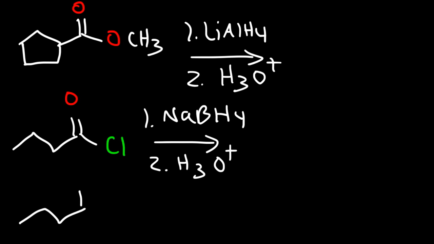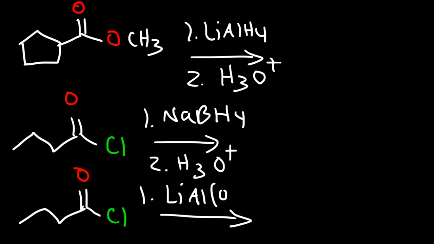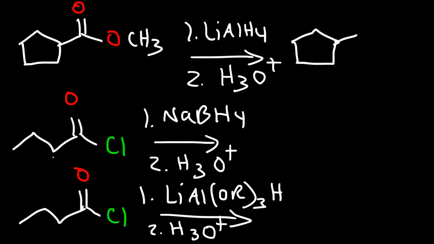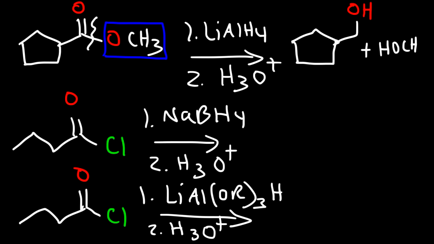Now let's see what's going to happen if we take this acid chloride and react it with this reagent: lithium aluminum with 3 OR groups and a hydrogen, followed by H3O+. Now what you need to know is that lithium aluminum hydride will reduce the carbonyl group into an OH group, or alcohol functional group. Now this bond will break, and so here we have our OH group. I'm going to put that in a different color. And this group here is basically the leaving group. It's going to pick up a hydrogen from the acidified solution and turn into methyl alcohol. But the major product for this reaction will be the primary alcohol.